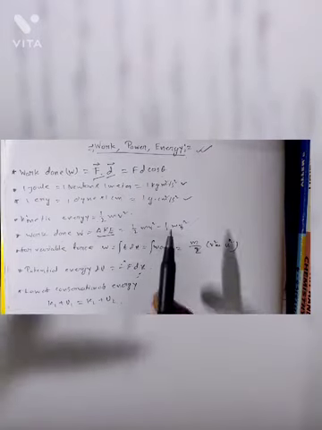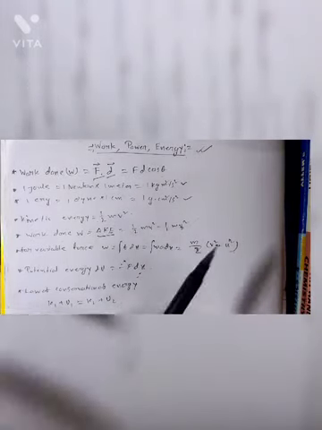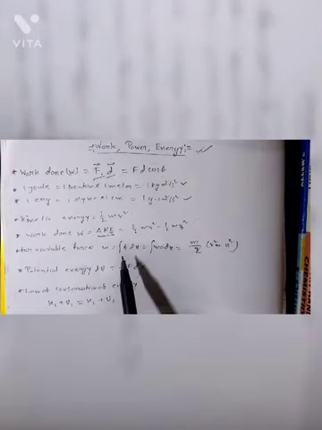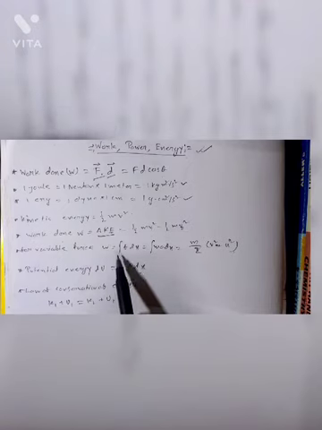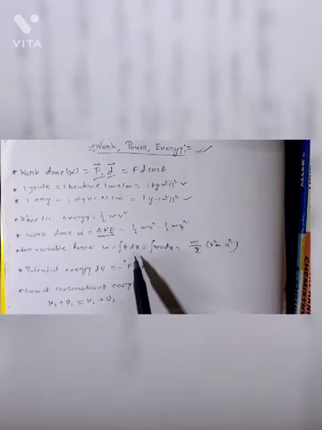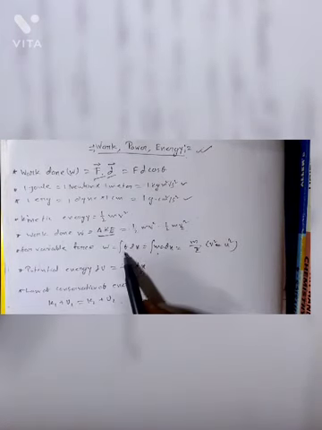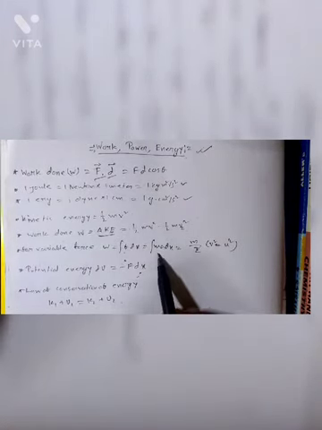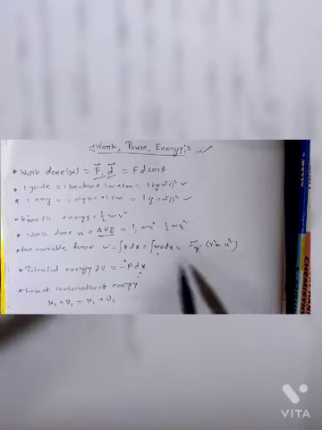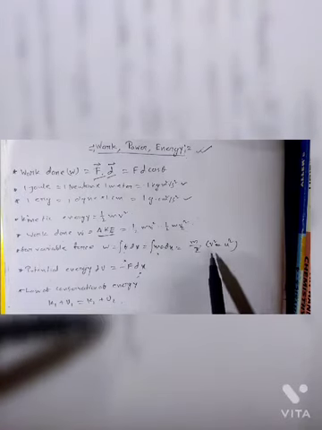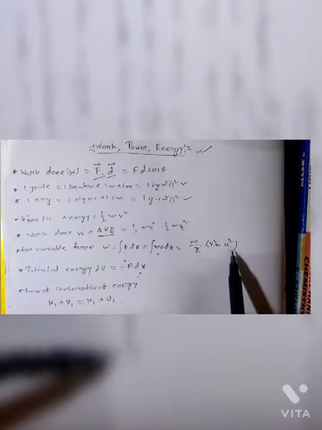For variable force, for a force which is variable with respect to dx, the work done equals the integration of F dx. Also this can be written as ma dx, where F equals ma. Integrating this, we get m by 2 into v square plus u square.